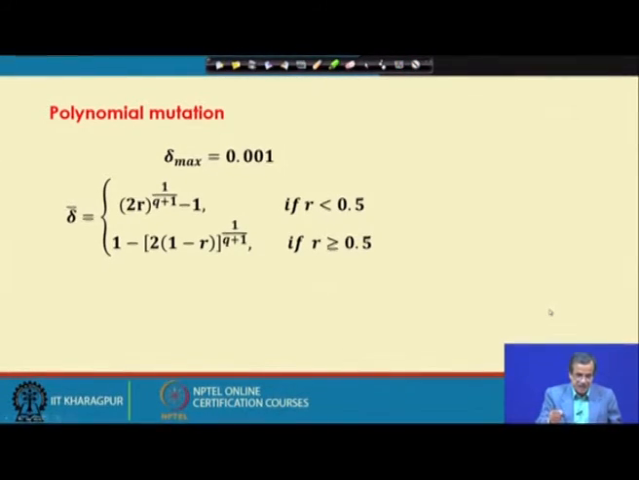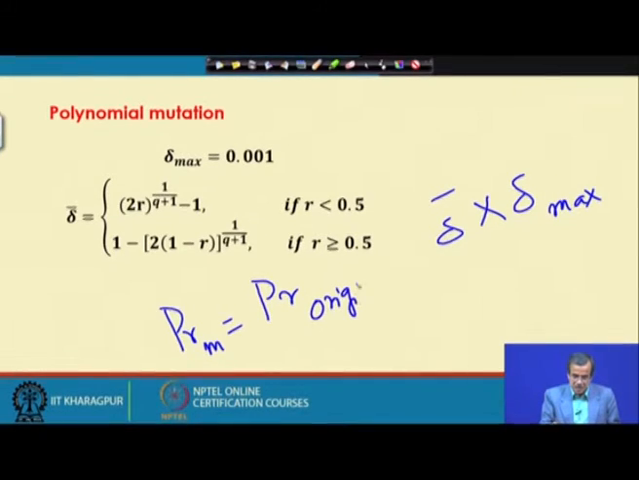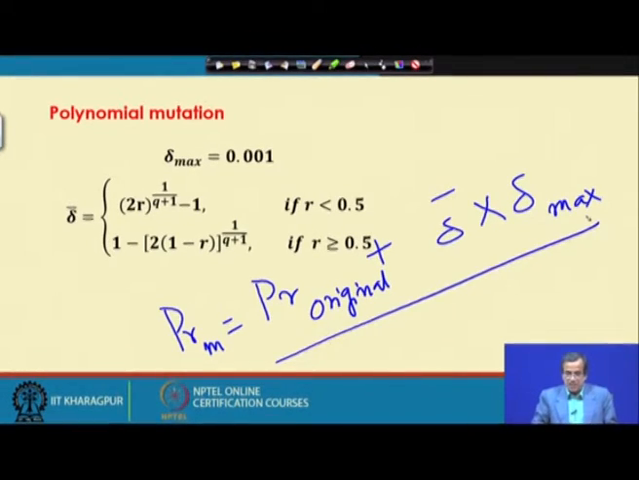So, here I can find out this delta bar, and delta max is given. If delta max is given, then the mutated P r will be nothing but P r original plus delta bar multiplied by delta max. Using this particular formula, I can find out what should be the mutated solution.